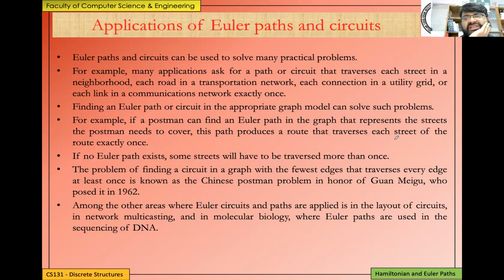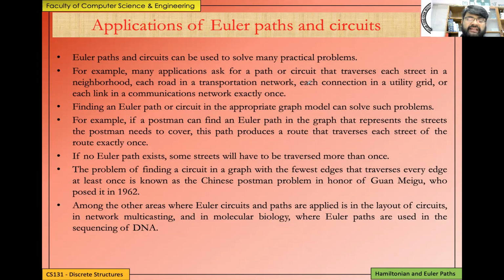So what are the different applications of Euler paths and Euler circuits? I showed you one particular problem. However, for many other problems it is desirable to come up with an Euler path or Euler circuit to solve some practical problem. For example, many applications ask for a path or circuit that traverses each street in a neighborhood, each road in a transportation network, each connection in a utility grid, or each link in a communications network exactly once. So you have to traverse each network exactly once and not more, and that is a particular problem of Euler path. So finding an Euler path or circuit in the appropriate graph model can solve such problems.